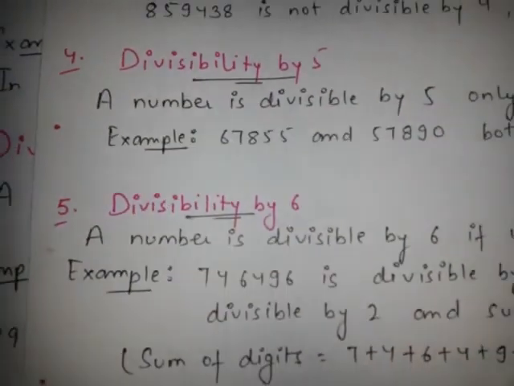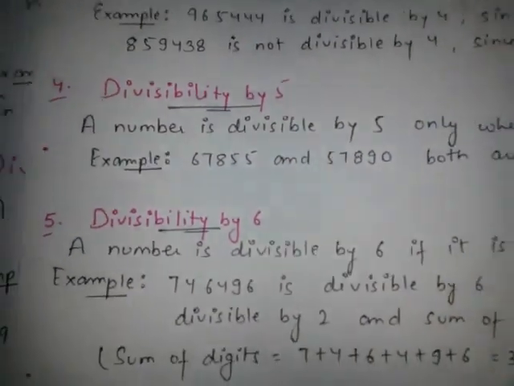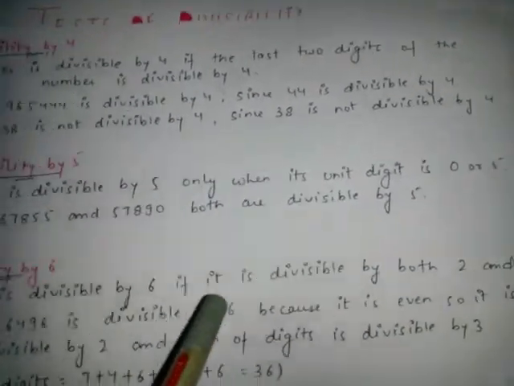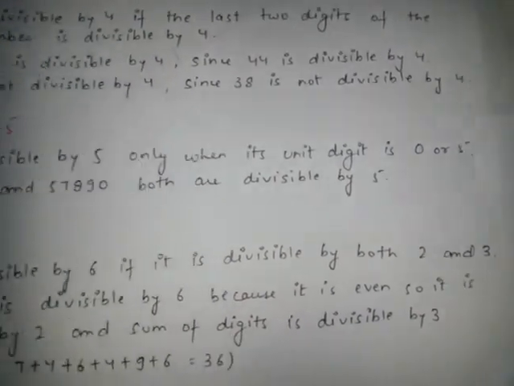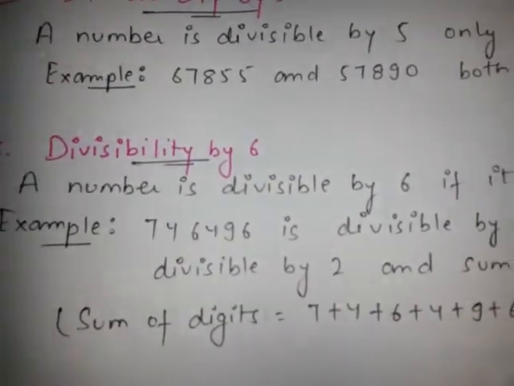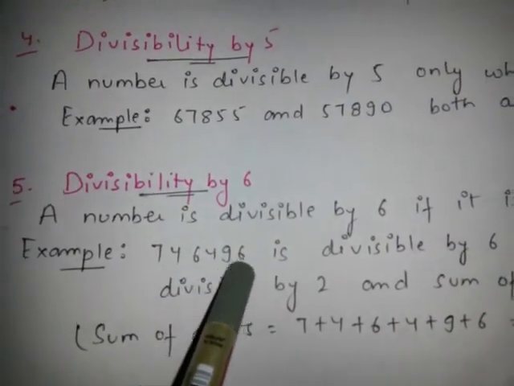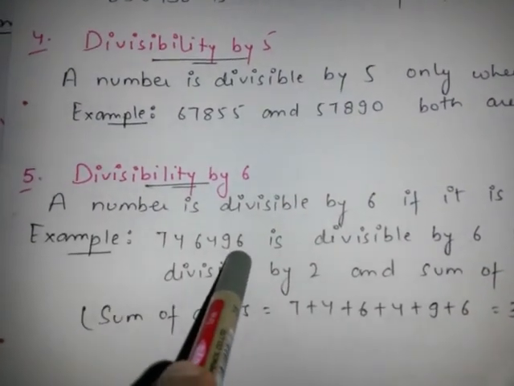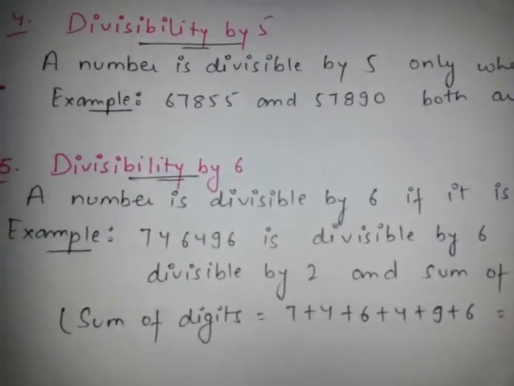Let's take another case, which is divisibility by 6. If a number is divisible by 6, it means the number should be divisible by both 2 and 3. Let's take an example: 746496. In this case, 6 is the last digit, which is an even number, hence it is divisible by 2.